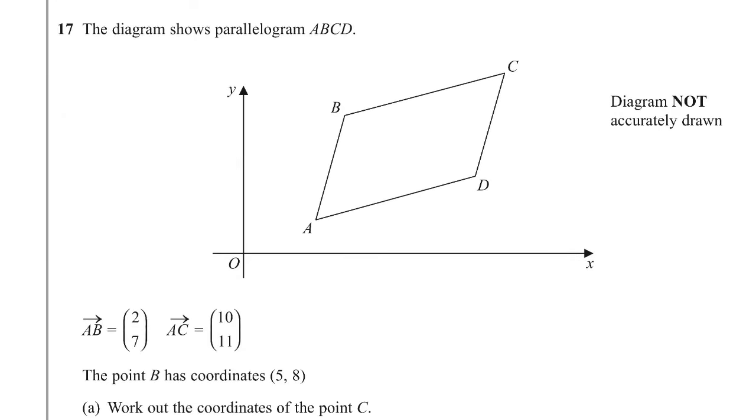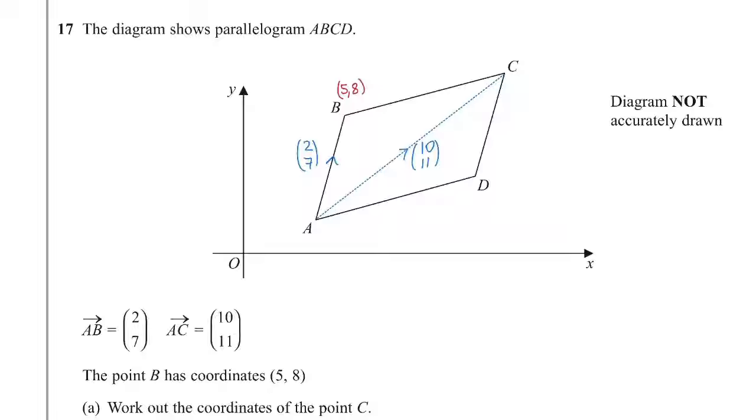17 is a question on vectors. We're being given parallelogram ABCD. We have that AB is (2, 7) and AC is (10, 11), and point B has coordinates (5, 8). I will add the vectors here. This is (2, 7), which means that to go from A to B, I will go 2 to the right and 7 up. And to go from A to C, I will add a dotted line here. From A to C, this is (10, 11). We need to work out the coordinates of C.